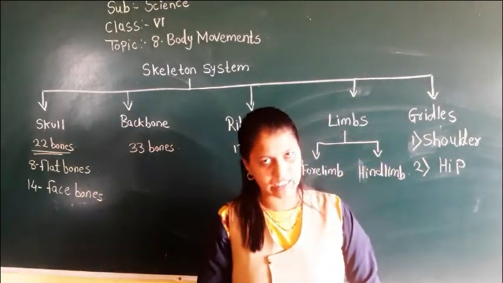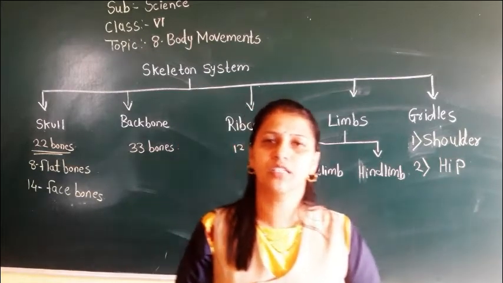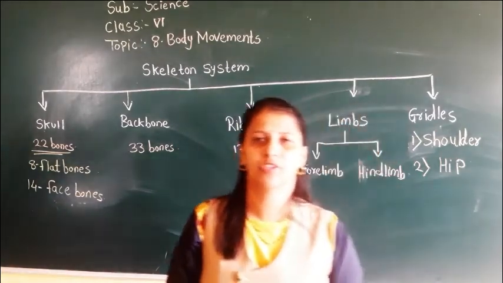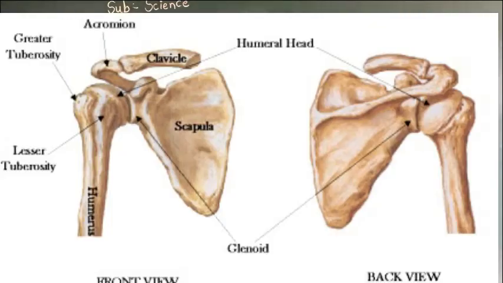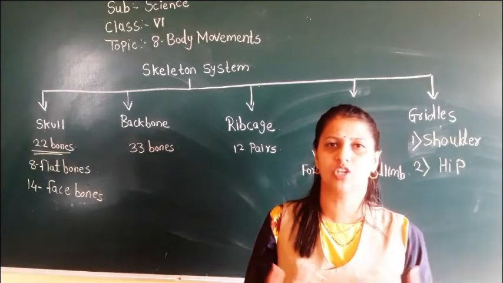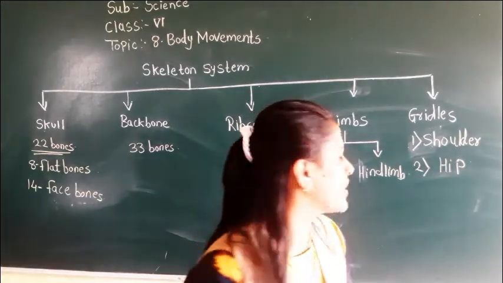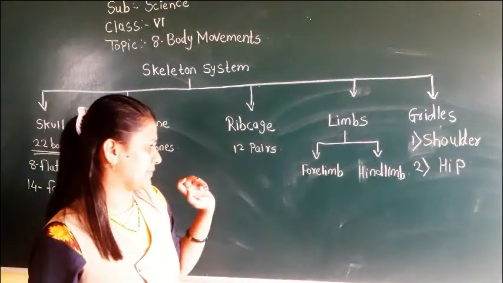Are you getting this? You can see this picture. This is the hip girdle, and this other picture is the shoulder girdle. The legs are joined to the hip girdle, while our arms are joined to the shoulder girdle. So let's discuss limbs.